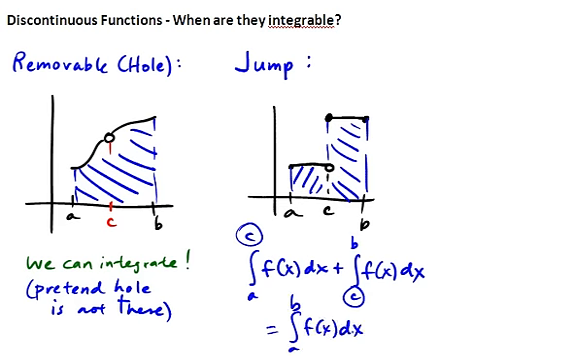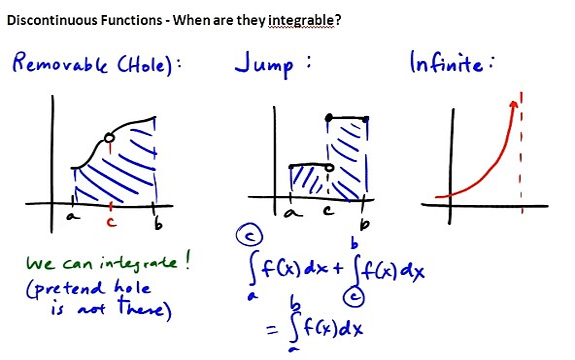The final possibility is some sort of infinite discontinuity. And the reason why this one does not work is because when you try to take Riemann sums, the Riemann sums never converge to a value. In other words, you won't be able to get a rectangle to have a particular height as you get closer and closer to the asymptote.